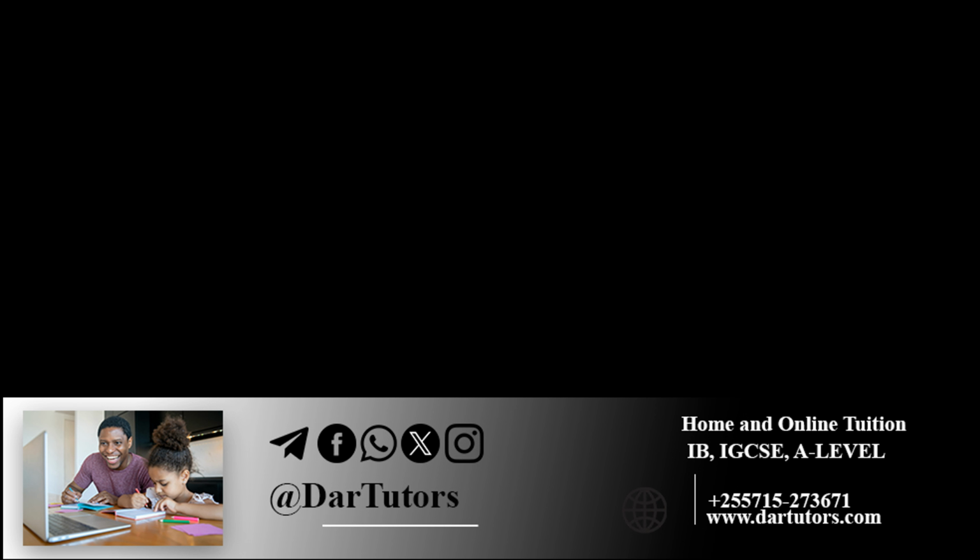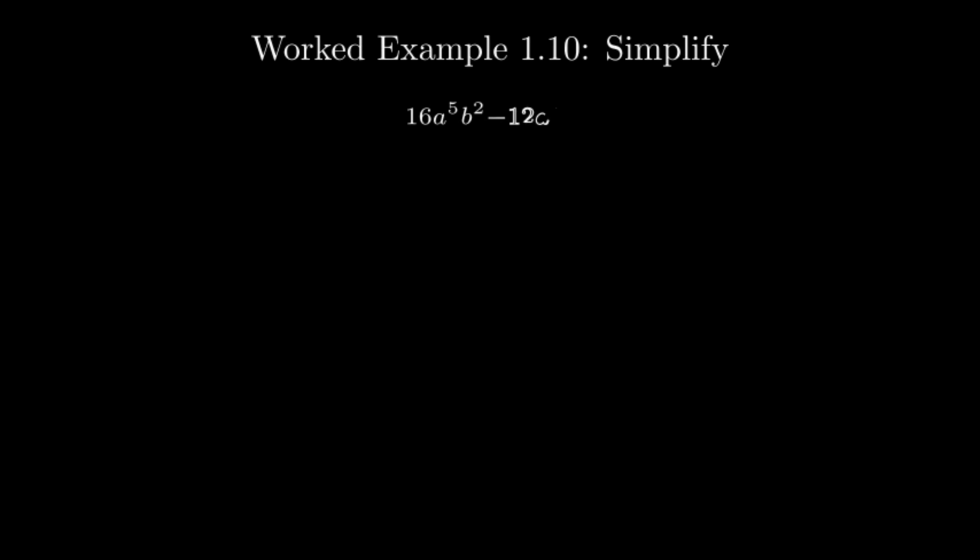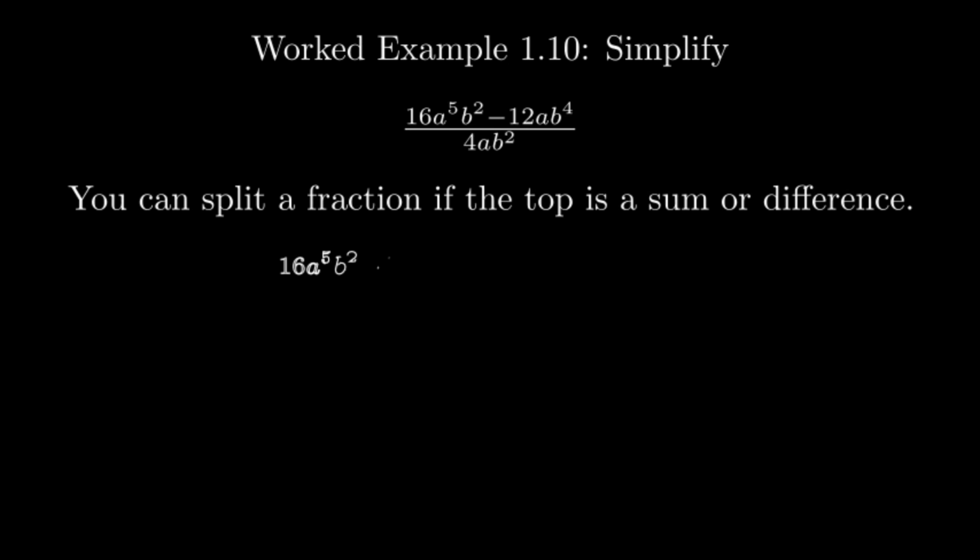Let's look at another type of simplification problem. What happens when we have addition or subtraction in the numerator of a fraction? Consider this expression, 16a to the 5th b squared minus 12ab to the 4th, all divided by 4ab squared. A common mistake is to try to cancel terms incorrectly. The key here is that the denominator divides the entire numerator. We can split this into 2 separate fractions, with each term from the numerator divided by the denominator. This is because division distributes over addition and subtraction.